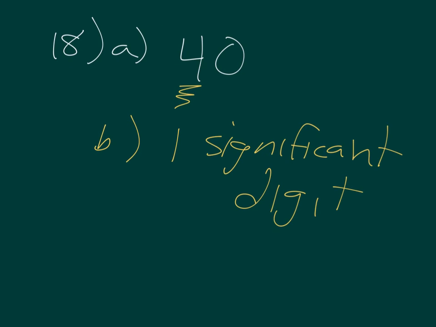Question 18, very similar. Which height has the least number? That is 40. It only has 1 significant digit. This 0 does not count as a significant digit because it's to the left of the decimal place.